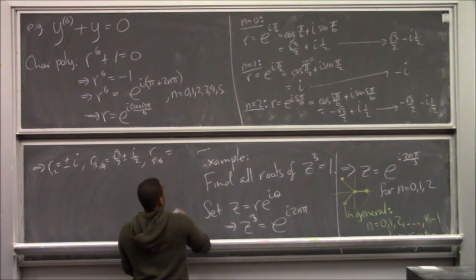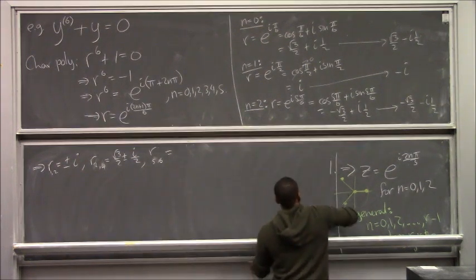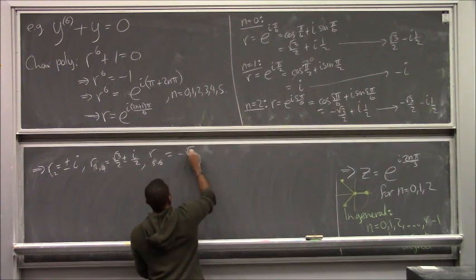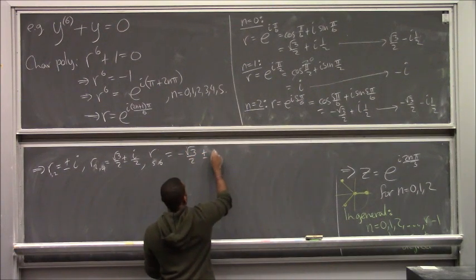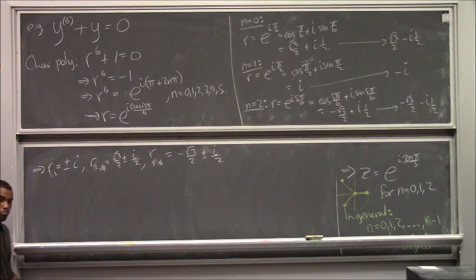This is going to be now negative radical 3 over 2 plus or minus i over 2. Those are all 6 roots.